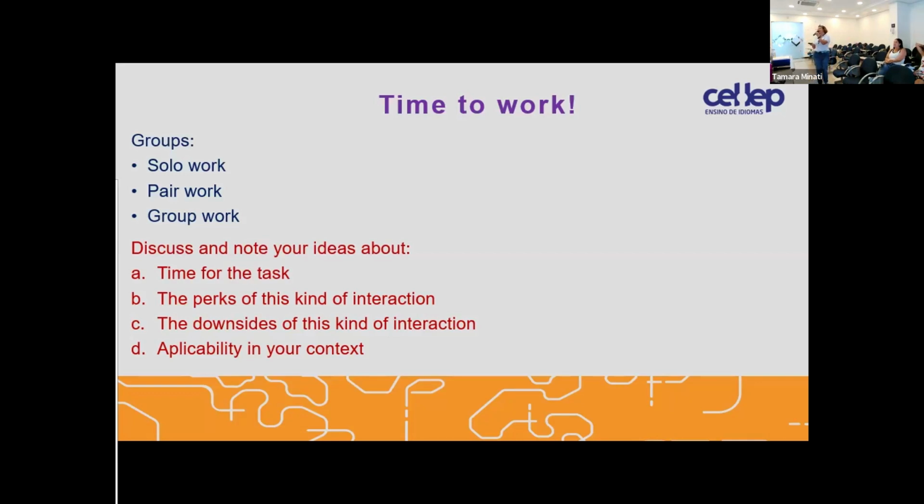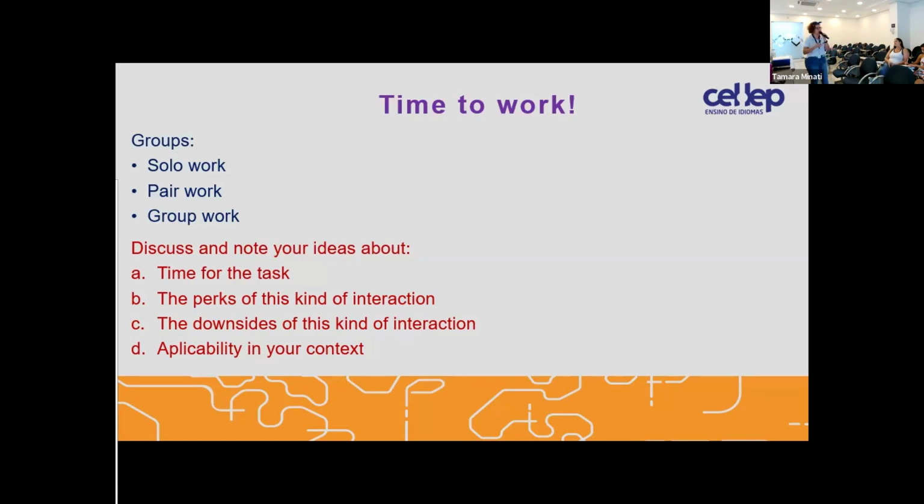Okay. What are the perks of this kind of interaction? So what are the advantages of this kind of interaction, of solo, of pair work, of group work? What are the downsides of the interaction? Okay, for each of them, make a list. And finally, how applicable is it to your context, to your schools?